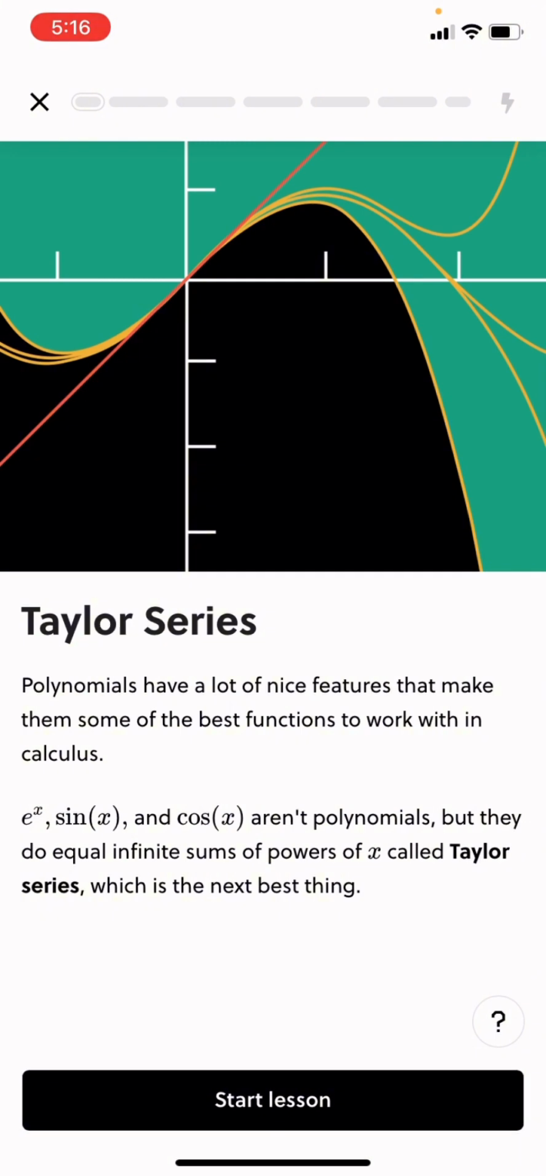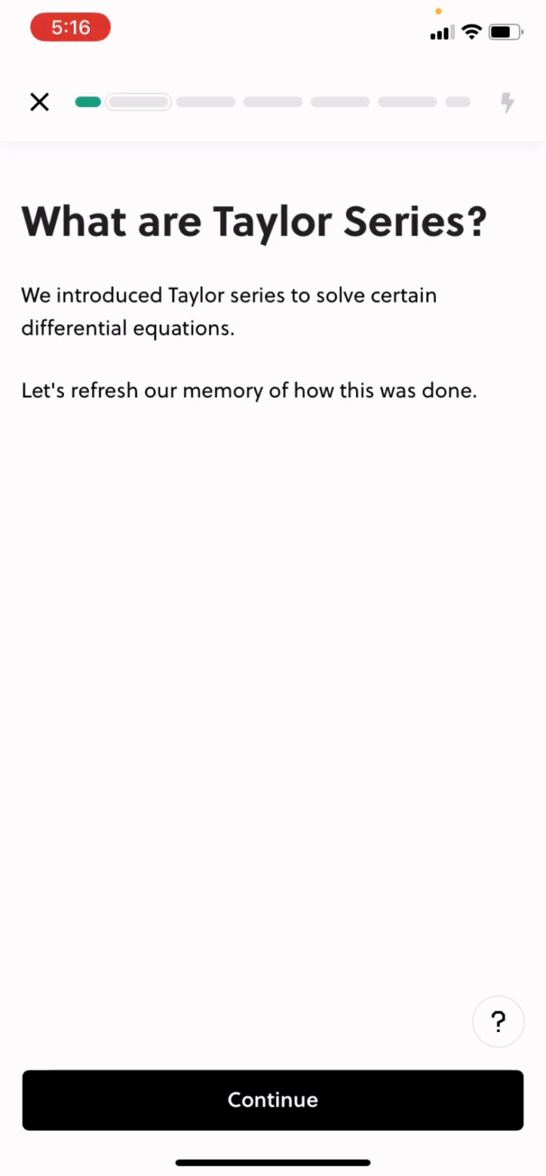Polynomials have a lot of nice features that make them some of the best functions to work with in calculus. e^x, sin x, and cos x aren't polynomials, but they do equal infinite sums of powers of x called Taylor series, which is the next best thing. What are Taylor series? We introduced Taylor series to solve certain differential equations. Let's refresh our memory of how this was done.